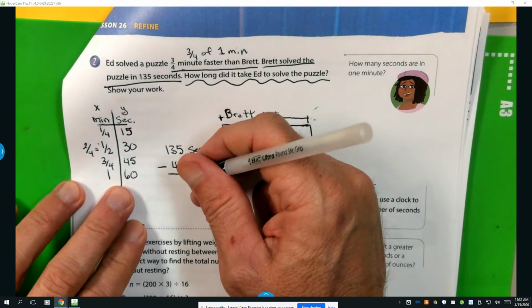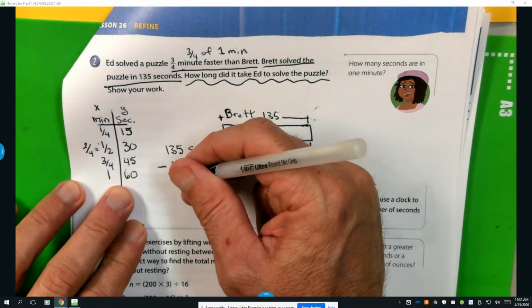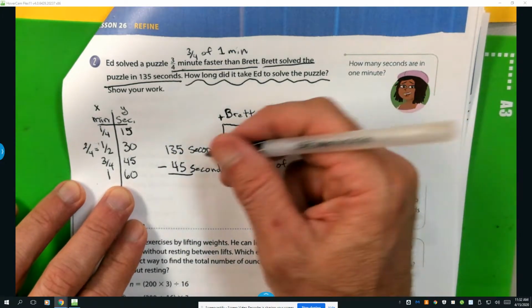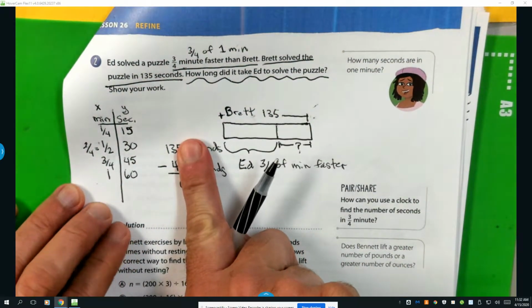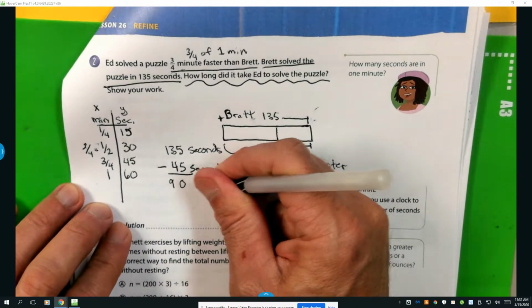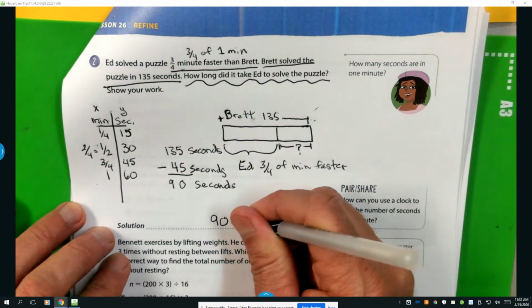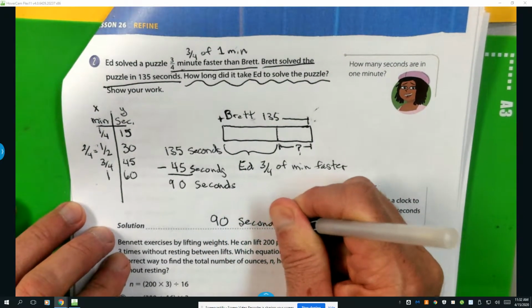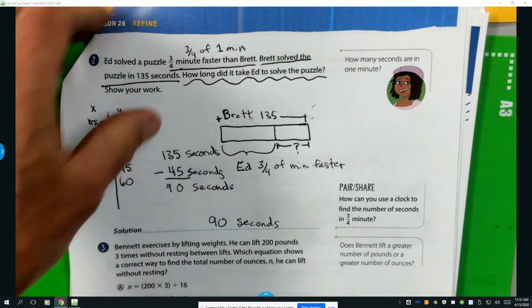5 minus 5. Go ahead and put it in. 13 minus 4, and you should have your answer. So 5 minus 5 is 0. Cover that up. 13 minus 4 is 9. He solved it in 90 seconds. All right, let's move on to our next one.